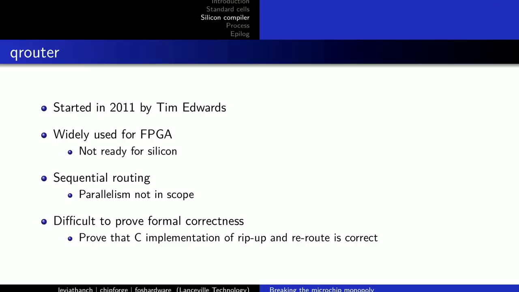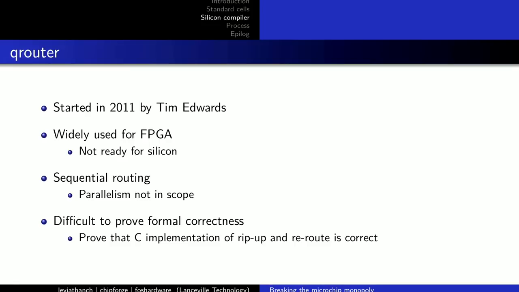QRouter is actually pretty good. It was started in 2011 by Tim Edwards. It's widely used by hobbyists and enthusiasts to route for FPGAs, but it's not ready for silicon, and it's especially not ready for our Libre Silicon process, which would require us to write a lot of C code for QRouter. Parallelism apparently is not in scope. So if we want to scale up, for example, place and route in the cloud or use modern CPU architectures, we are stuck with sequential routing, which is pretty bad.